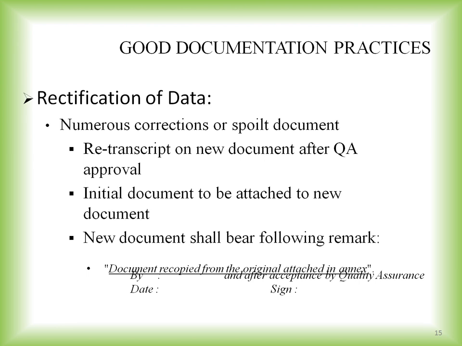So in short, or just to summarize, whenever we are rectifying data, we have to first take the approval from QA, and where there are numerous corrections on the pages or a spoiled document, we have to attach the original document in annexure, and also we have to give the following remark, which includes document recopied from the original attached in annexure and after acceptance by quality assurance.